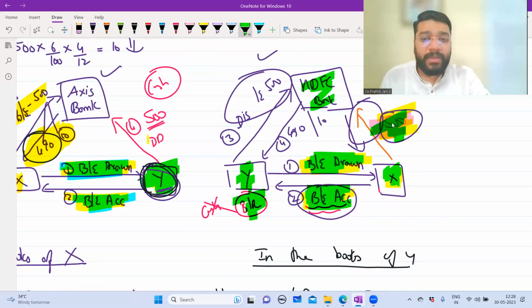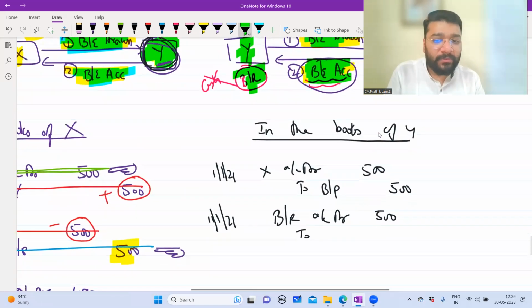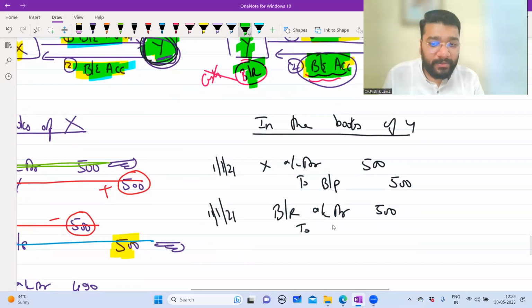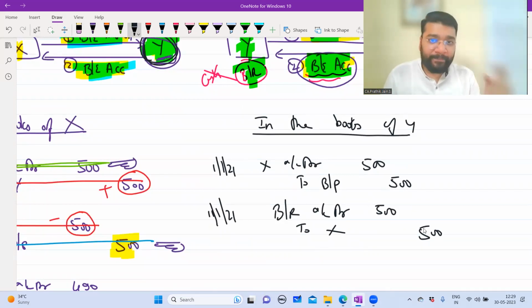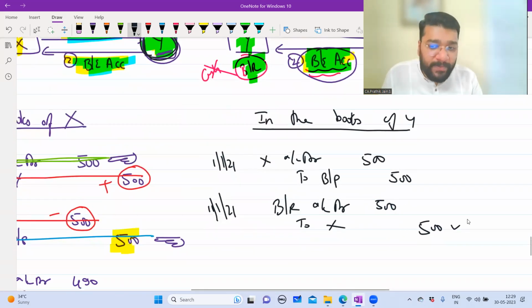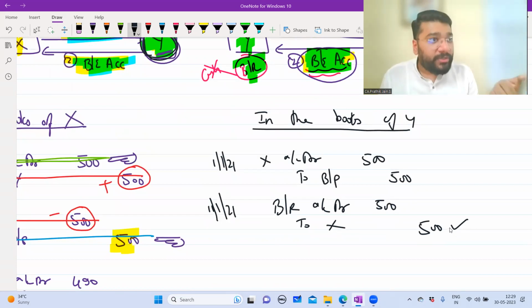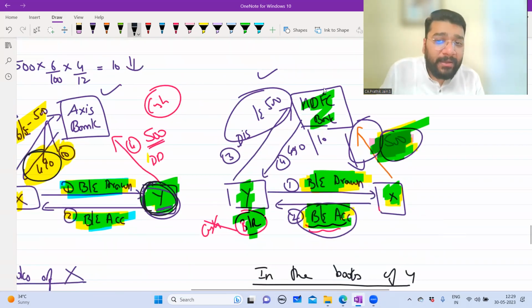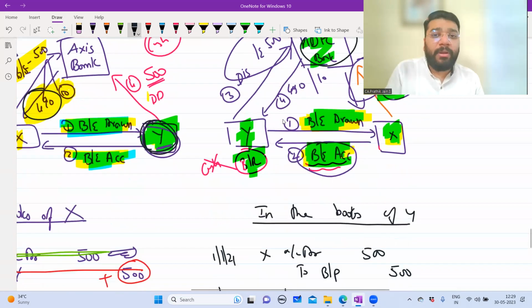Guys, on the due date, X has to make this payment to whom? HDFC Bank. So from where will X get money? Y has to pay to X. Then only X will make the payment to HDFC Bank. So to X 500. Y has to make this payment to X. We have to make this payment to X in future so that X can make this payment to the banker in future. Any problem with the first two entries, please?